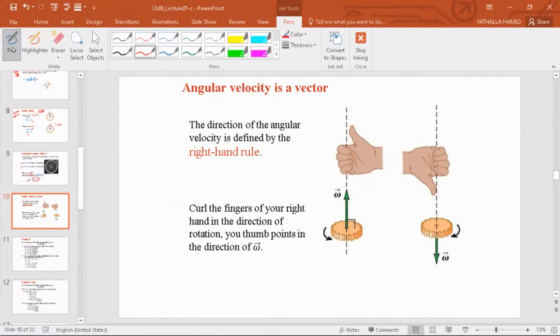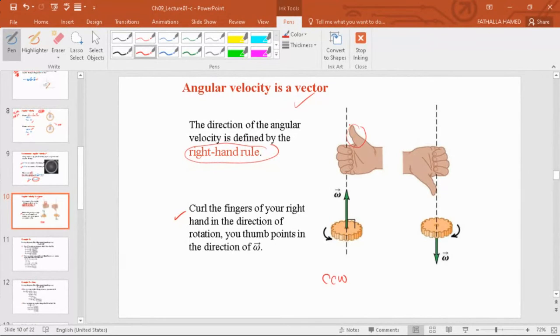Now, how would you look at the direction of the angular velocity? Because the angular velocity here will be considered as a vector. So you're going to use the right hand rule. And the right hand rule tells you that you curl your fingers in the direction of the rotation. So the rotation here is counterclockwise. Your thumb will be pointing in the direction of your angular velocity.